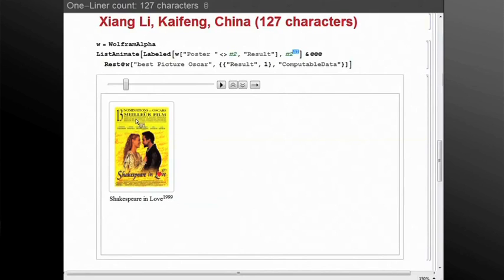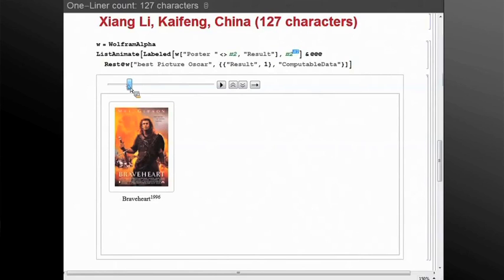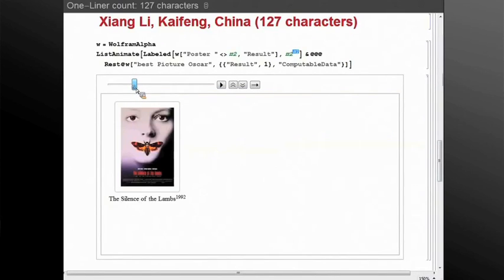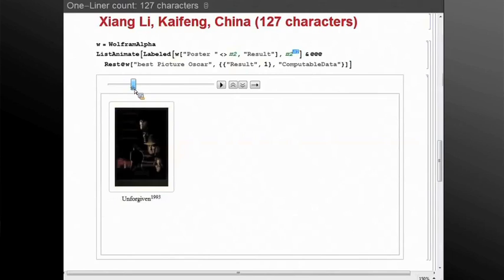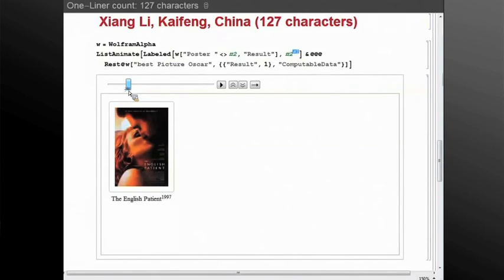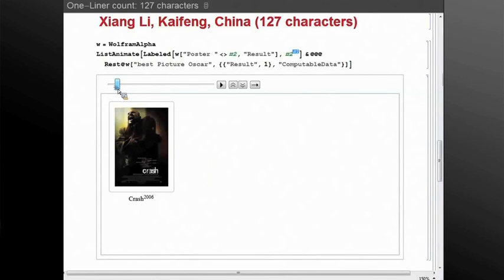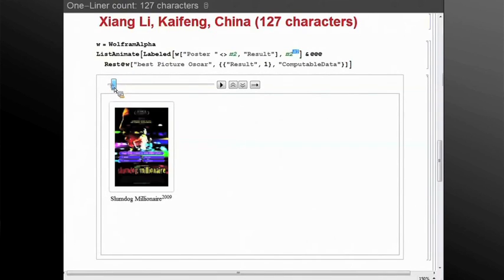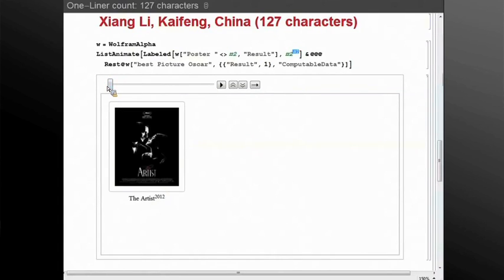I can browse through these posters, and the technology behind it is that the first call to Wolfram Alpha gets the list of Oscar-nominated films, and the second call to Wolfram Alpha maps over the list and gets the poster images. I did not get all of them because there are many of them, but I will show just a few, and I recognize some of them. For example, I saw Hurt Locker, and it's a great film. And I'm looking forward, for example, to The Artist, which was a nomination pretty recently.